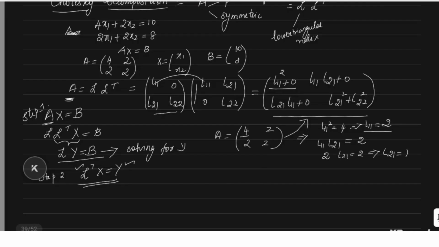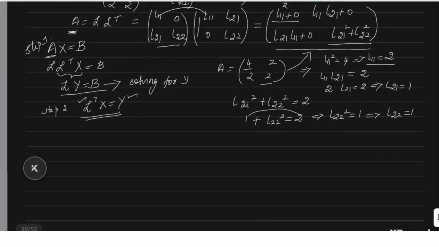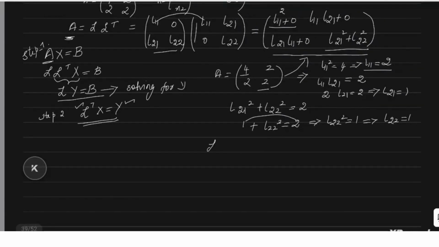Next, L21 square plus L22 square, when I'm comparing these two, is equal to 2. L21 is 1, so 1 plus L22 square = 2. So L22 square is 2 minus 1, which is 1, which implies L22 is also 1. Now we have our L: L11, 0, L21, L22. L11 is 2, the next term is 0, L21 is 1, and L22 is also 1. This is your L.